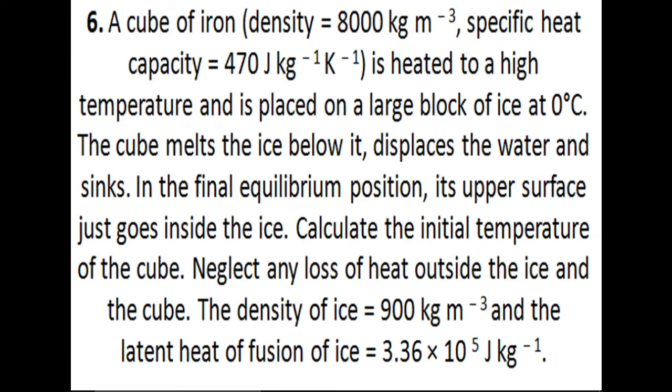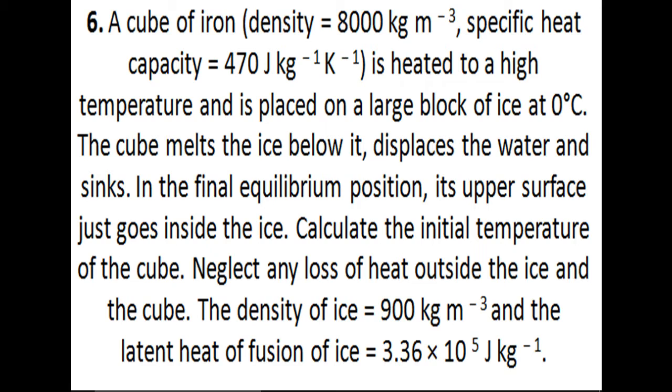Here, calorimetry question number 6. A cube of iron, density of iron is 8000 kilogram per meter cube, specific heat capacity of iron 470 joule per kg Kelvin, is heated to high temperature and is placed on a large block of ice at 0 degrees centigrade. The cube melts the ice below it and displaces the water and sinks.